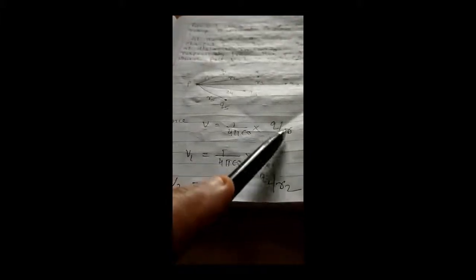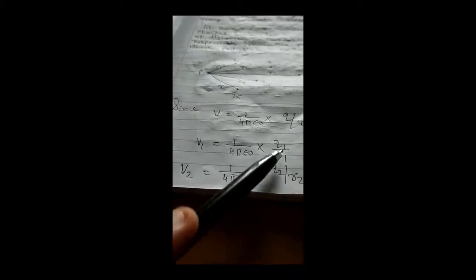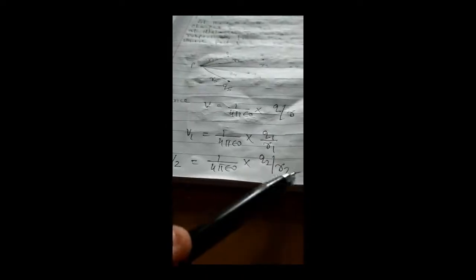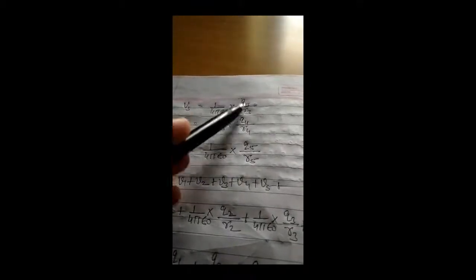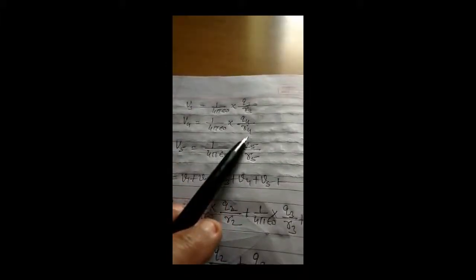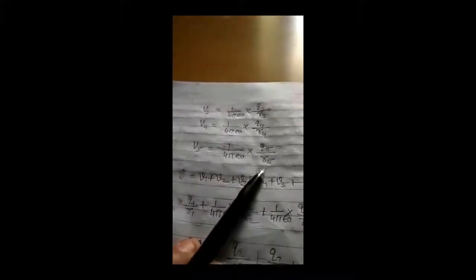But we know the general formula for the potential V is equal to 1 by 4 pi epsilon 0 into Q by R. Using this formula, V1 will be equal to 1 by 4 pi epsilon 0 into Q1 upon R1. V2 will be equal to 1 by 4 pi epsilon 0 into Q2 upon R2. Similarly, V3 will be equal to 1 by 4 pi epsilon 0 into Q3 upon R3. V4 will be equal to 1 by 4 pi epsilon 0 into Q4 upon R4. V5 will be equal to 1 by 4 pi epsilon 0 into Q5 upon R5.